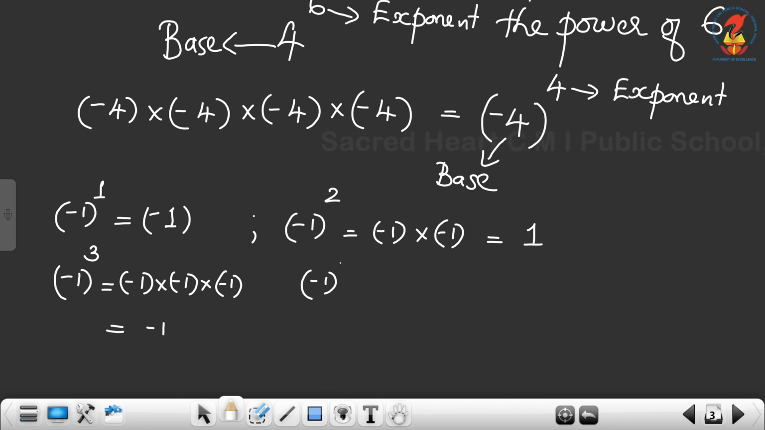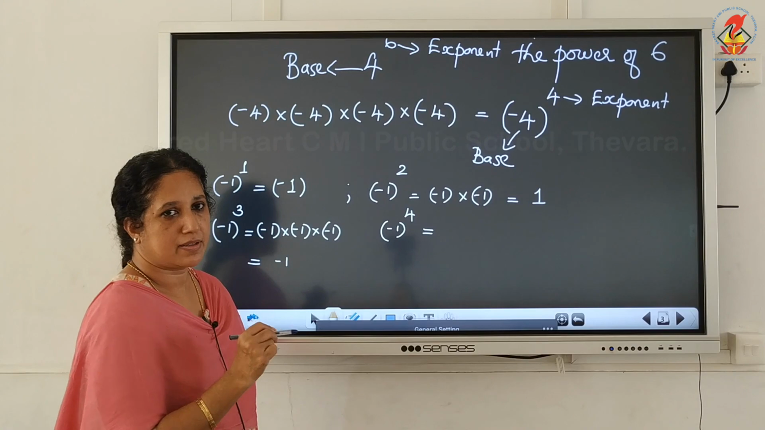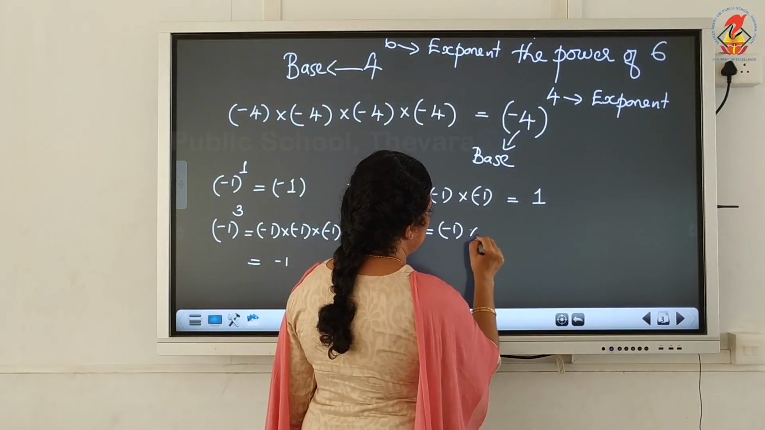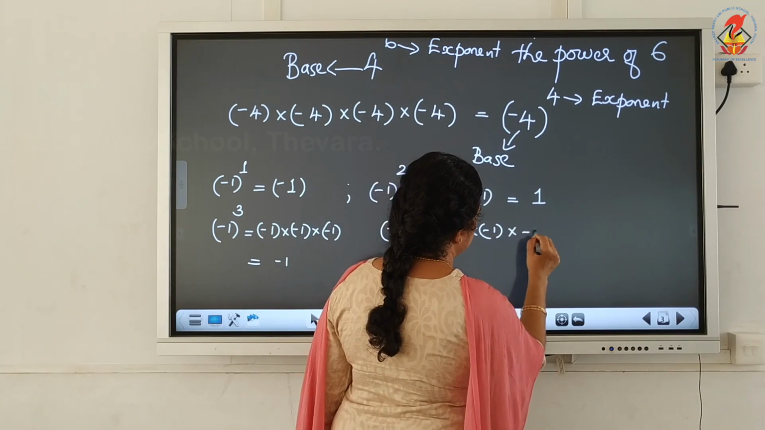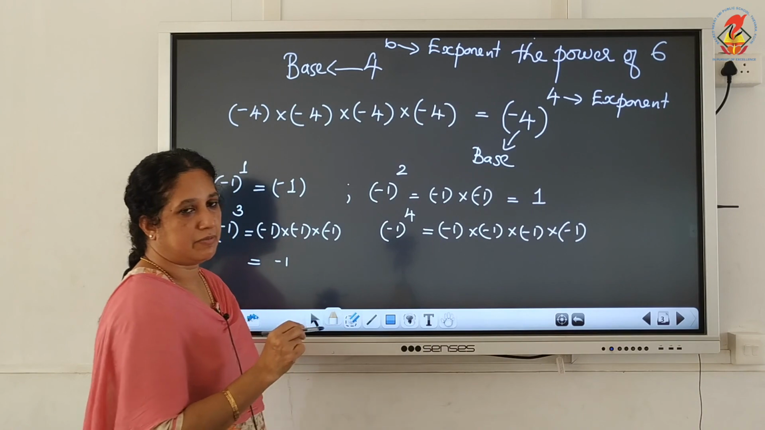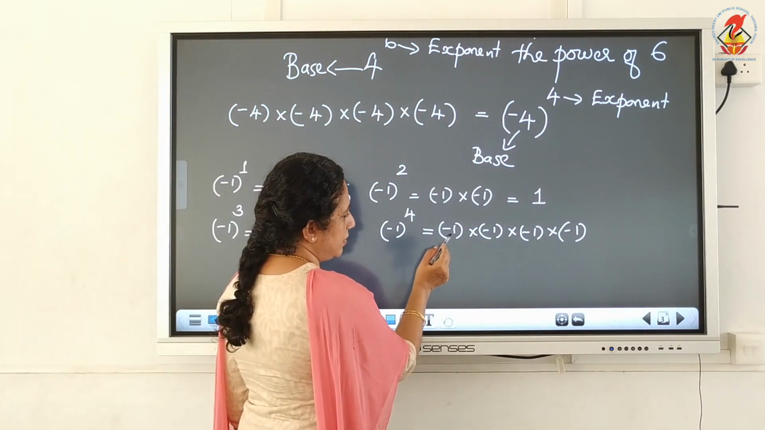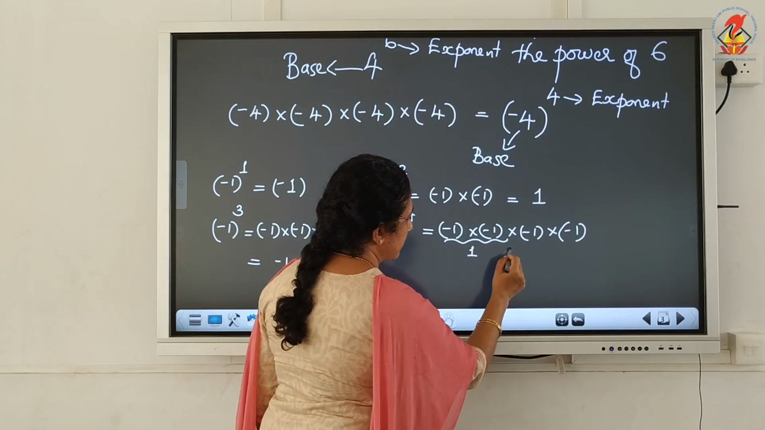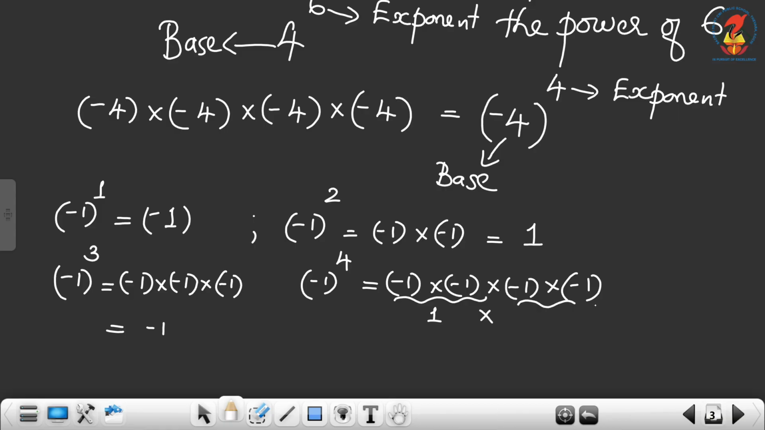Now, negative 1 raised to the power 4. Negative 1 is repeated 4 times. So, negative 1 into negative 1 into negative 1 into negative 1. Then, what is the product? When you multiply two negative integers, the product is positive, that is 1. Again, into negative 1 into negative 1, here also you will get the product as 1. So, 1 into 1, the answer is 1.